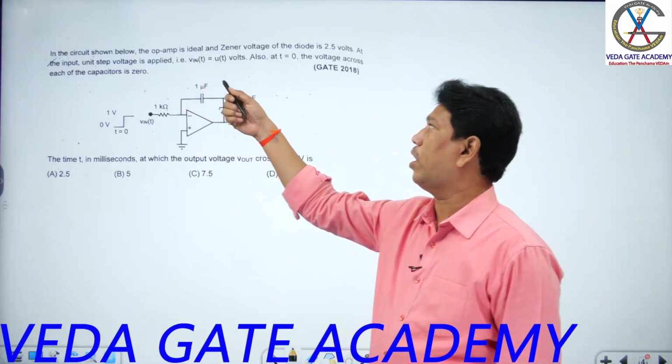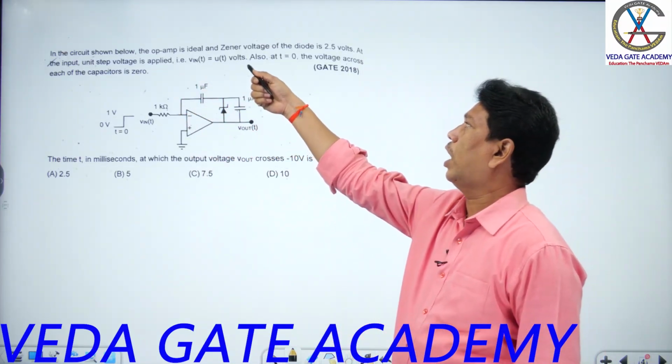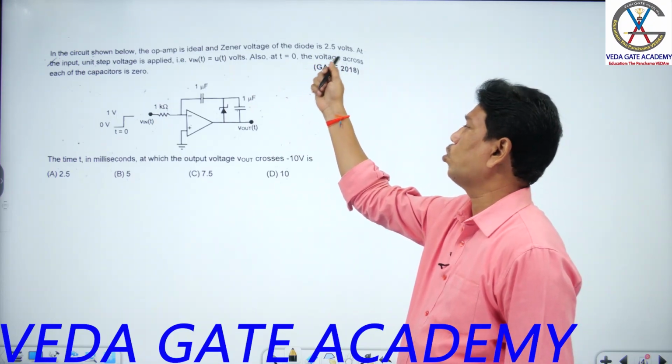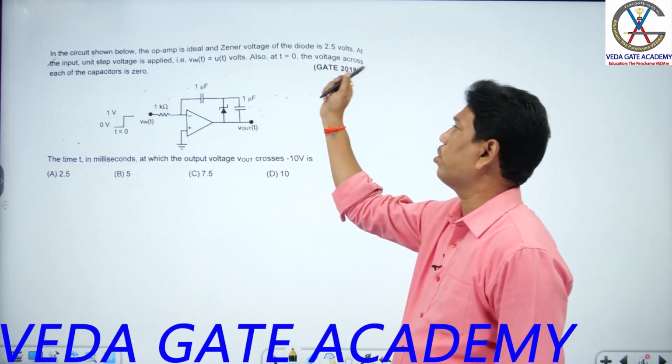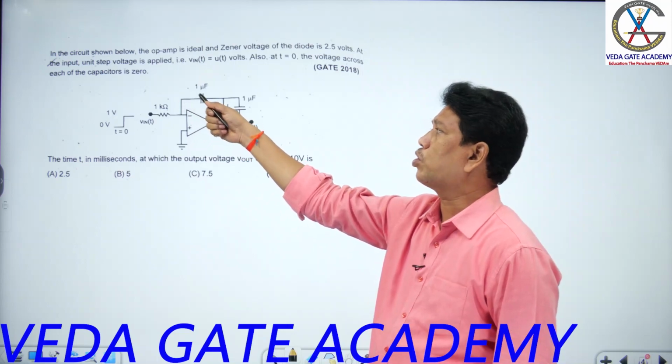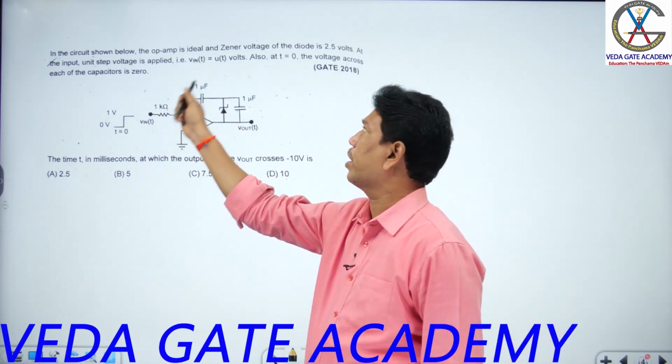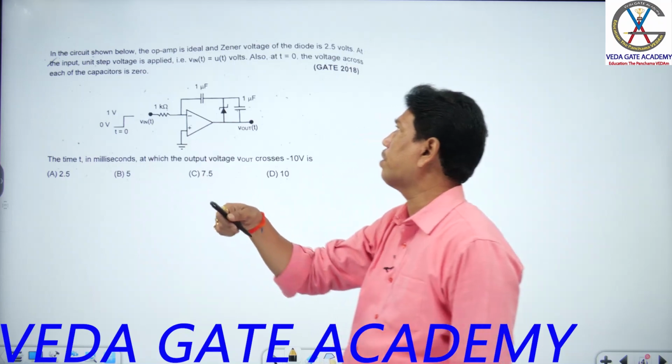In the circuit shown below, the op amp is ideal, right? And the Zener voltage of the diode is 2.5 volt, Vz equal to 2.5 volt you can call. At the input, a unit step voltage is applied, that is u of t volt, sir, that equal to 1 volt amplitude is given there.